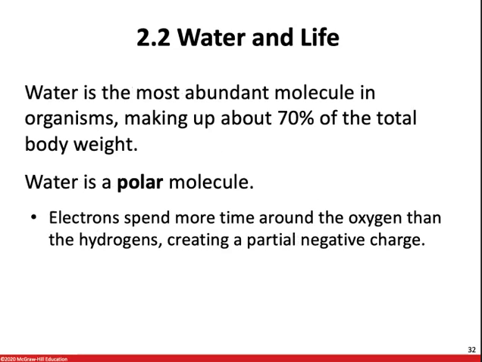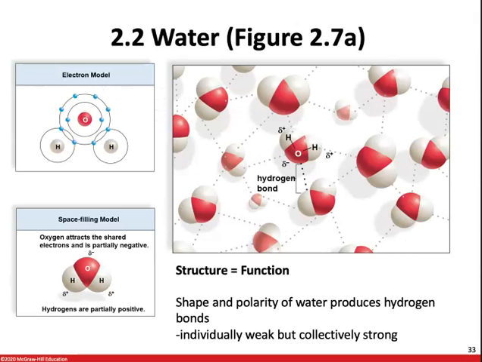So water is going to be the most abundant molecule in organisms. It makes up about 70% of the total body weight. Now, as we mentioned earlier, water is a polar molecule, which means that the electrons spend more time around the oxygen than the hydrogens, and this creates a partial negative charge.